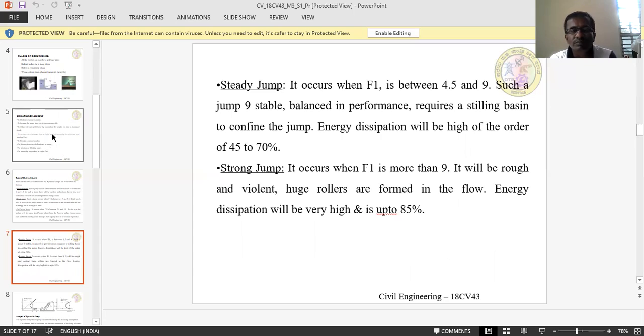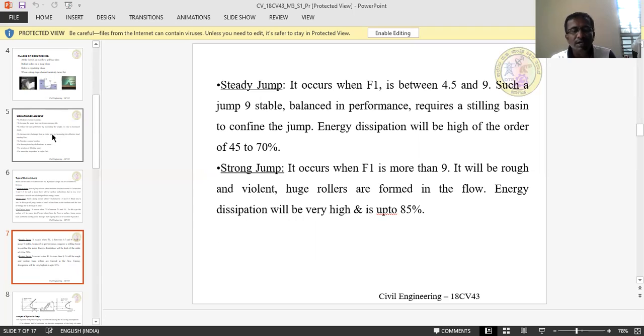Steady jump: if the value of F1 is between 4.5 and 9, then such a jump is called a steady jump. It requires a stilling basin to confine the jump. If the F1 value is 4.5 to 9, then we provide the stilling basin at the bottom of the spillway to avoid the chance of erosion as well as for energy dissipation. Here, energy dissipation is up to 45 to 70%.